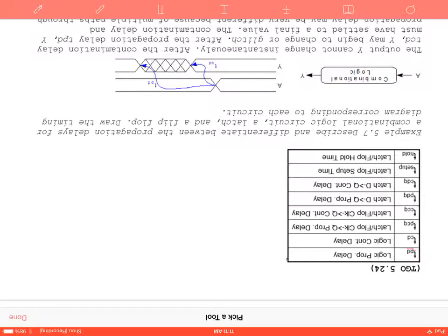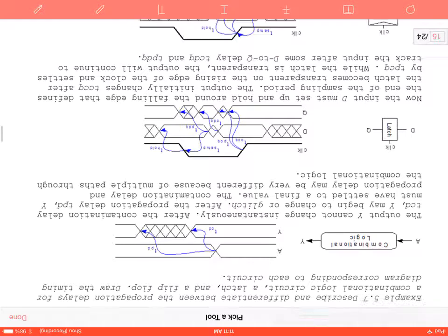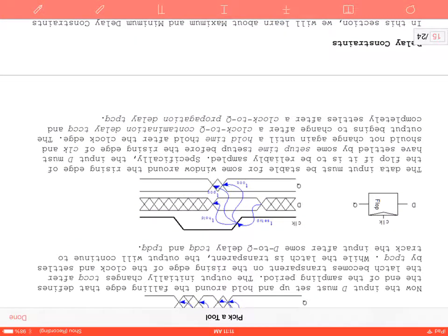and then you have your latch setup and hold time. So you have a certain amount of time where the latch needs to be set up, and there's a certain amount of time that needs to be held in order to actually stay at that value. And then this problem is kind of a good description of the differences between the latches, flip-flops, and combinational circuits.